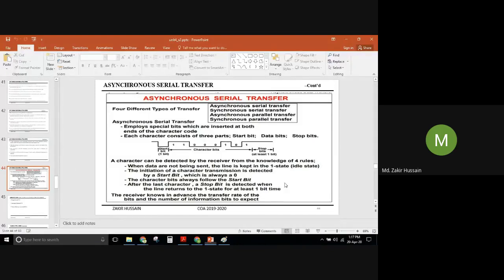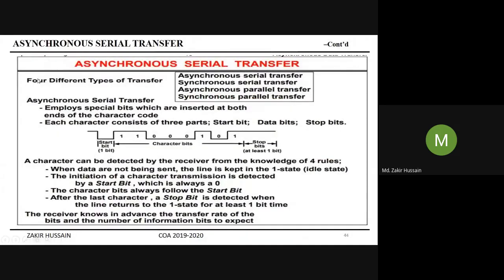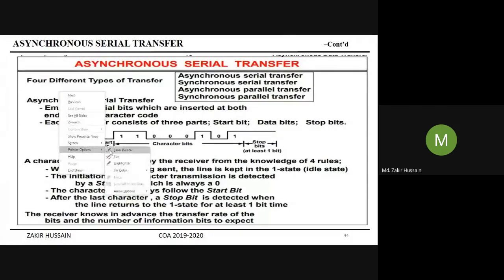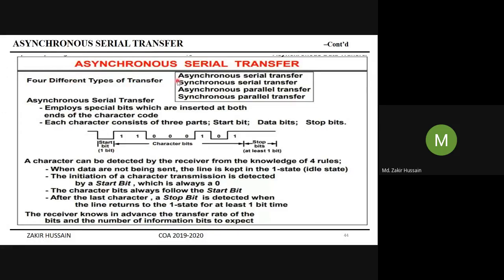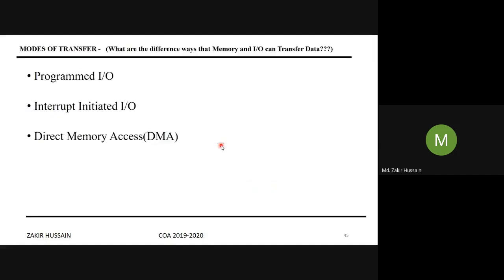So let us proceed. We have already seen the four different types, and I was talking about asynchronous serial transfer, all of which we have seen. That's why I skipped all this and only took up this portion for discussion. I guess with this you don't have any doubts. If you have any doubts, you can ask. As you said, no doubts.